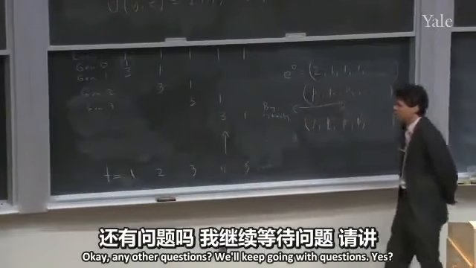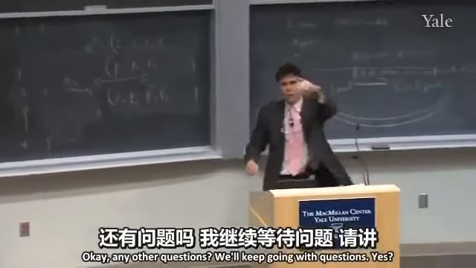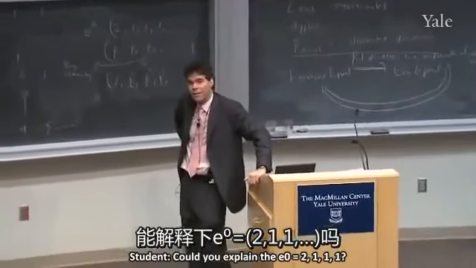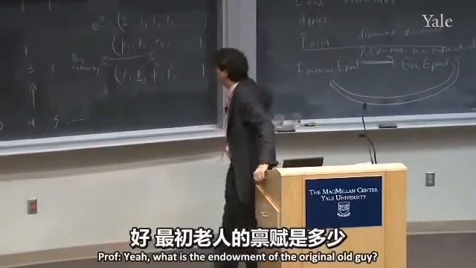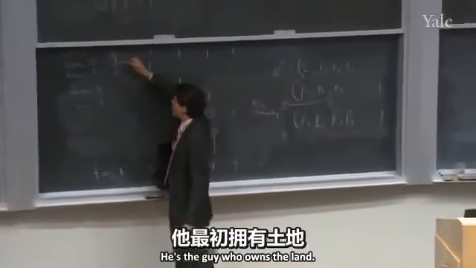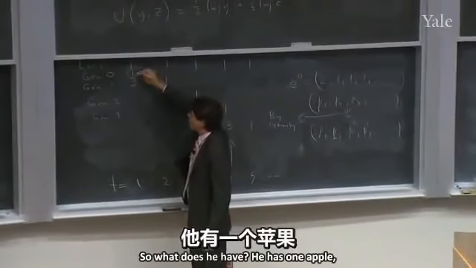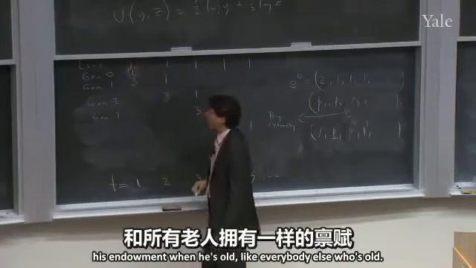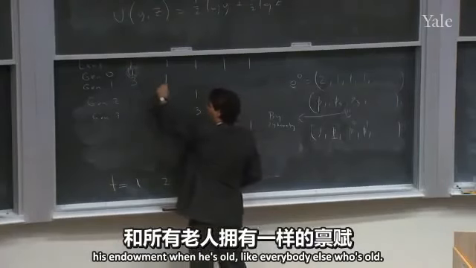Okay, so any other questions? I mean, we'll keep going with questions. Yes? Yeah, what is the endowment of the original old guy? He's the guy who owns the land. So what does he have? He has one apple when he's old, like everybody else who's old.